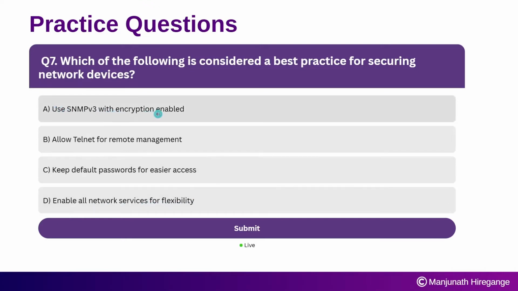But SNMP, simple network management protocol, is commonly used for monitoring or managing network devices. Older versions like SNMP version 1 and 2 lack encryption, making them vulnerable to attacks. SNMP version 3 introduces encryption and secure authentication, so it significantly improves your network security. Hence option A is the correct answer.